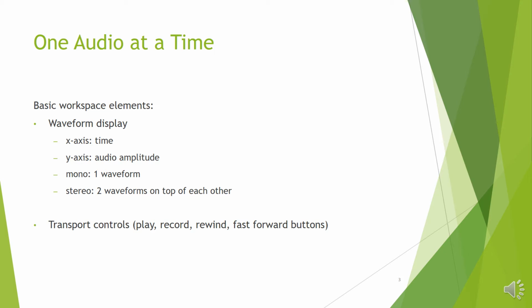Basic workspace elements include the waveform display. On the x-axis of the display that you see on the computer screen or the monitor is time. On the y-axis is the audio amplitude, and mono will show one waveform and stereo will obviously show two waveforms, one on top of each other. Transport controls include the play, record, rewind, and fast forward buttons.